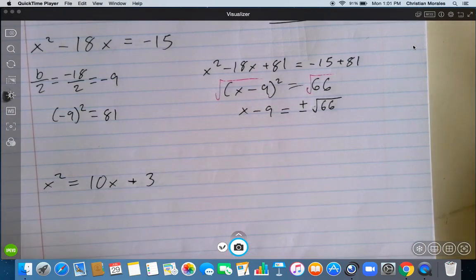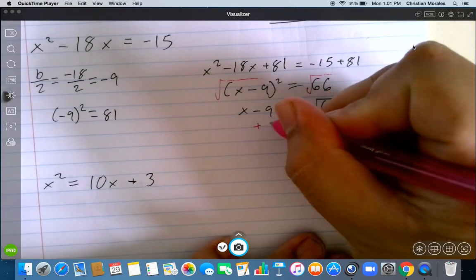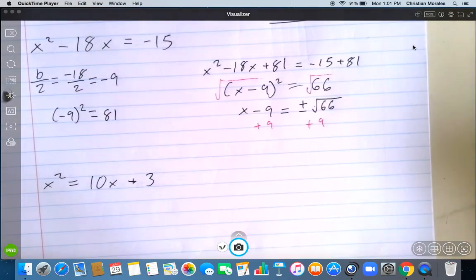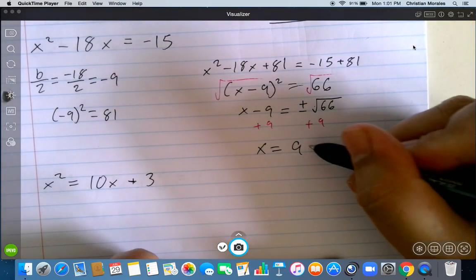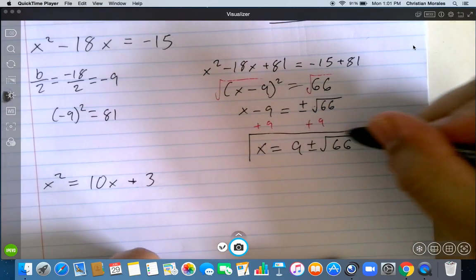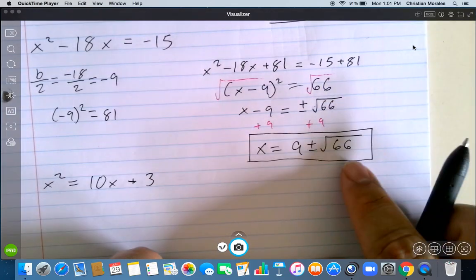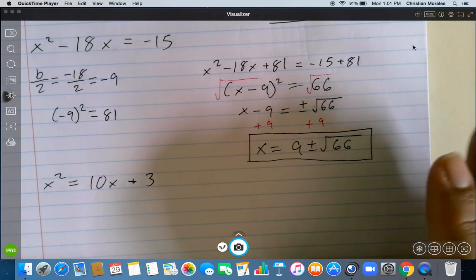Now, don't use a calculator right now, just leave it as square root of 66. Inverse operations, we're going to move the 9 over. My answer for x is 9 plus or minus the square root of 66. Yeah, guys, if you can't take the square root, you can leave your answer as a square root. That is a totally acceptable answer. That is fine. Don't have to change that.